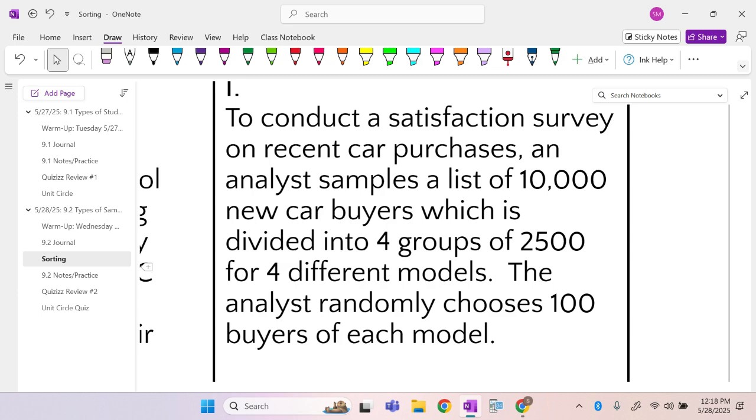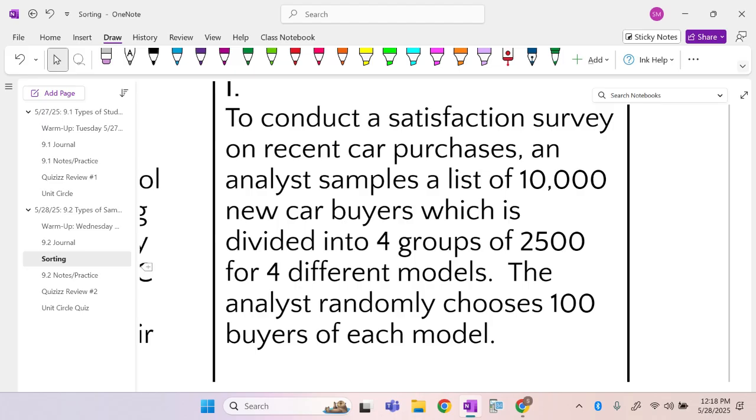But what also clues you in is the fact that they're taking a proportion of each. All right, because it's probably not the same number of people that buy F-150s versus Escapes. All right, so they then take the 100 buyers of each model, and they already separated the groups into 2,500. So they make sure that there was 2,500 people of each group.